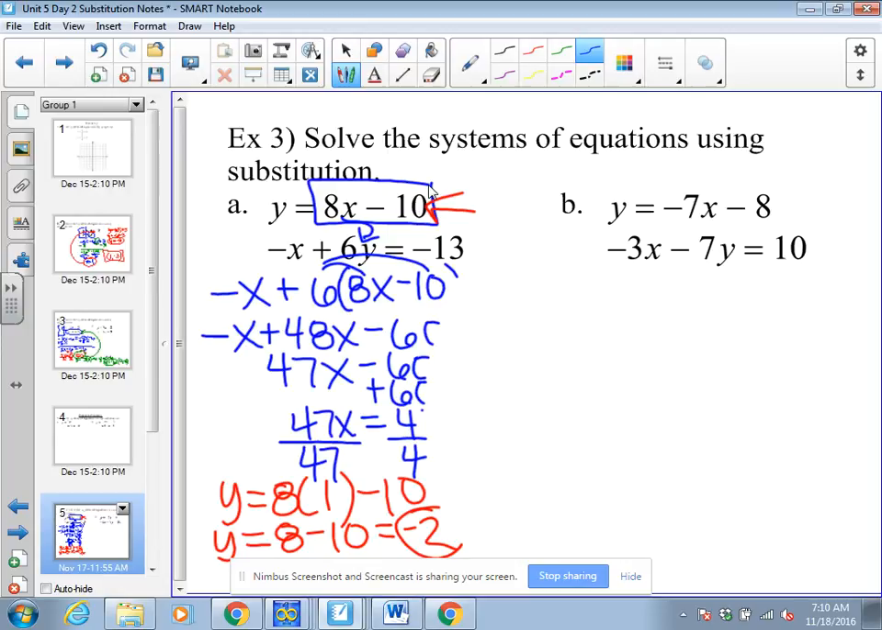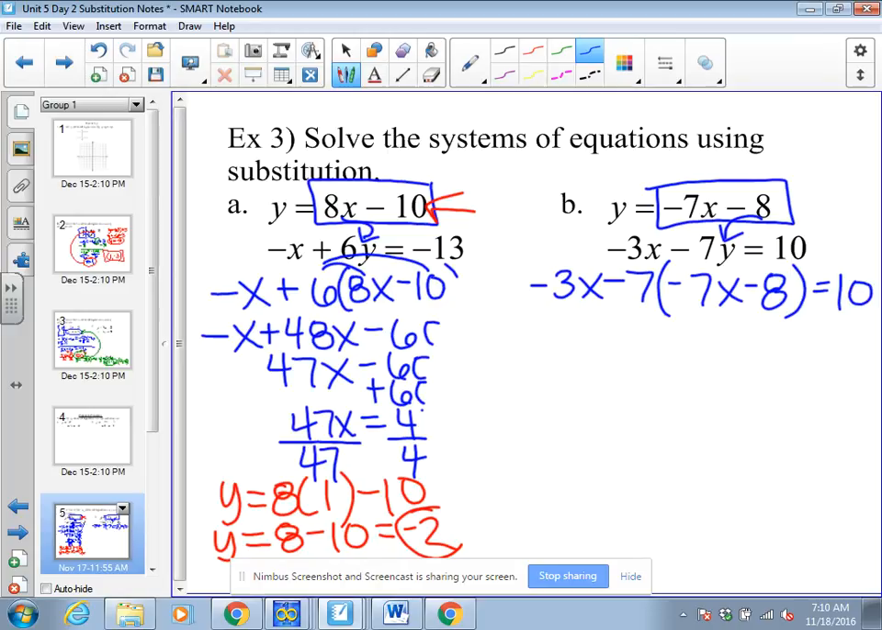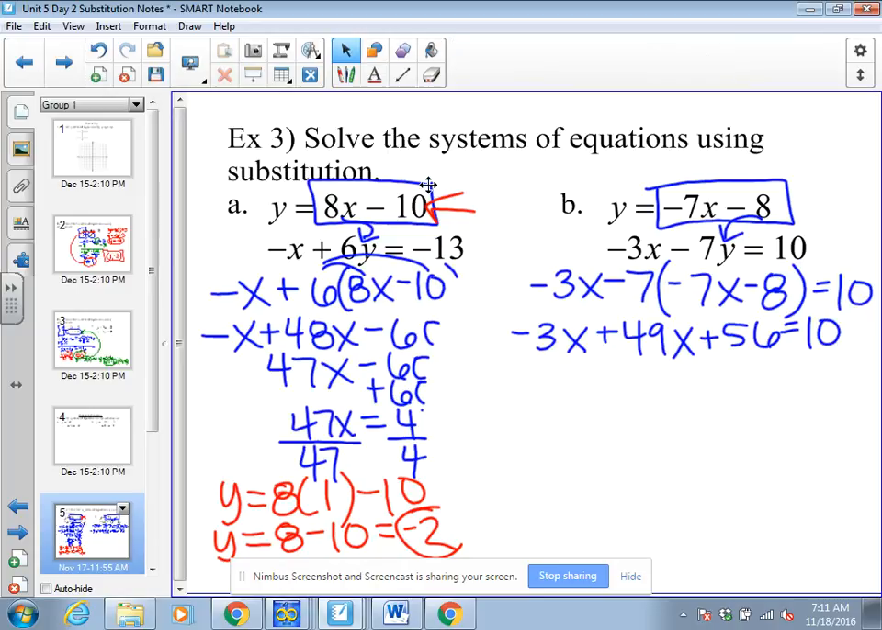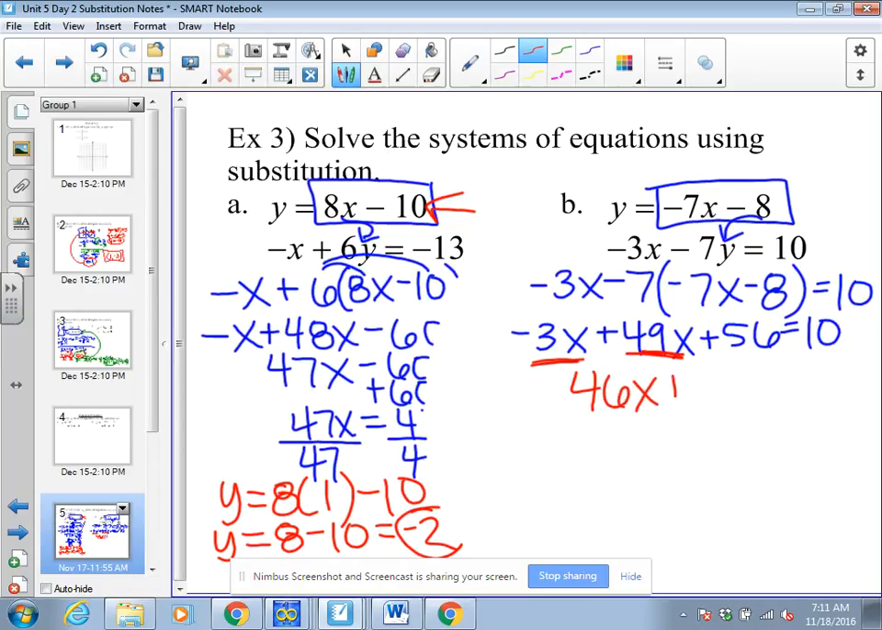So I have y equals negative 7x minus 8. I'm going to take this and plug that in for y. So I'm going to say negative 3x minus 7. Y is now going to be written as negative 7x minus 8 equals 10. My next step, simplify that left side so I can solve for x properly. I'm going to have negative 3x plus 49x plus 56 equals 10. From here, we've got some like terms. I'm going to combine those. This is going to become 46x plus 56 equals 10.